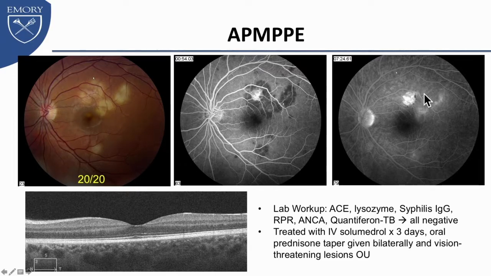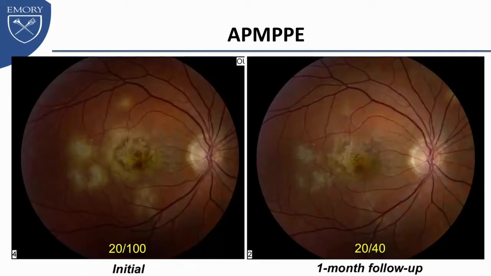She had a laboratory workup that was unrevealing for any other infectious disease conditions. As Dr. Jampol mentioned, it's important to rule these out. And because of the fovea-threatening lesions and the bilaterality, she was treated with IV Solu-Medrol for 3 days, then an oral prednisone taper, and again, she had these vision-threatening lesions.